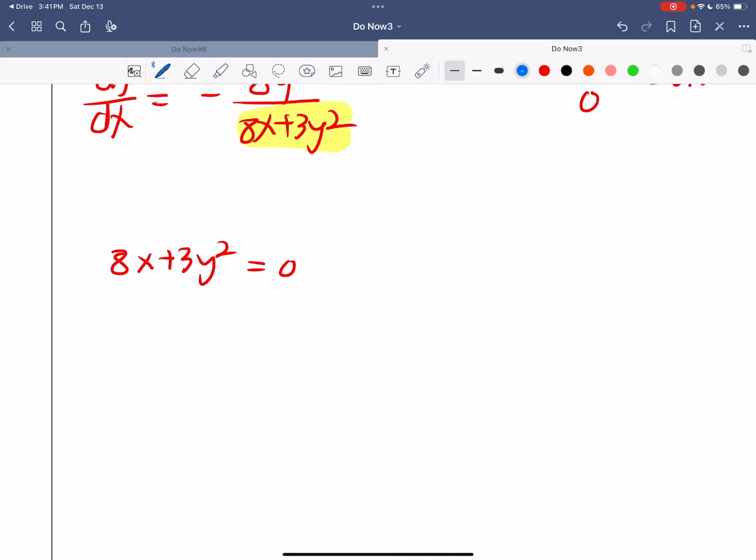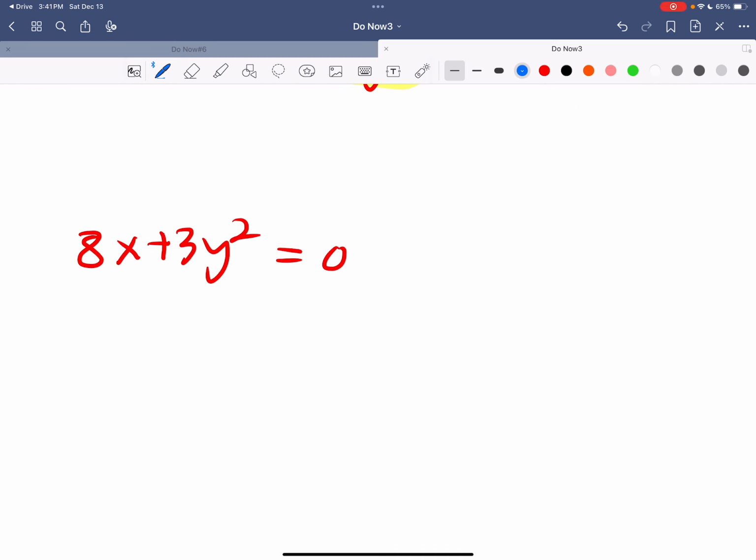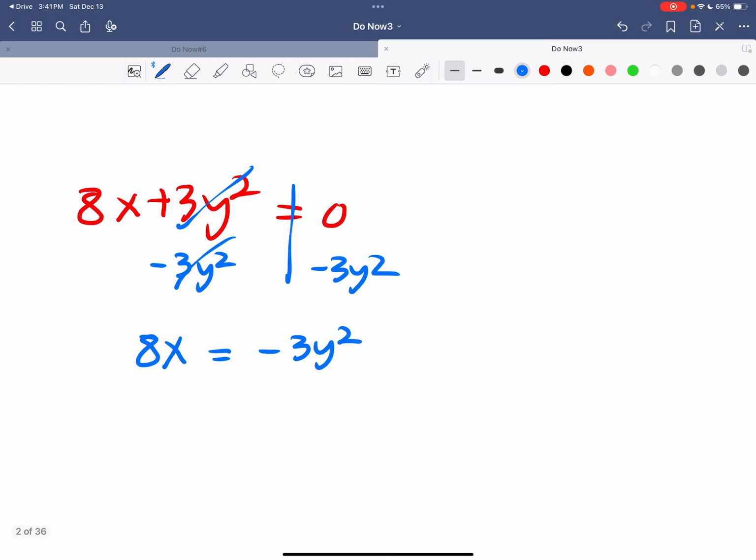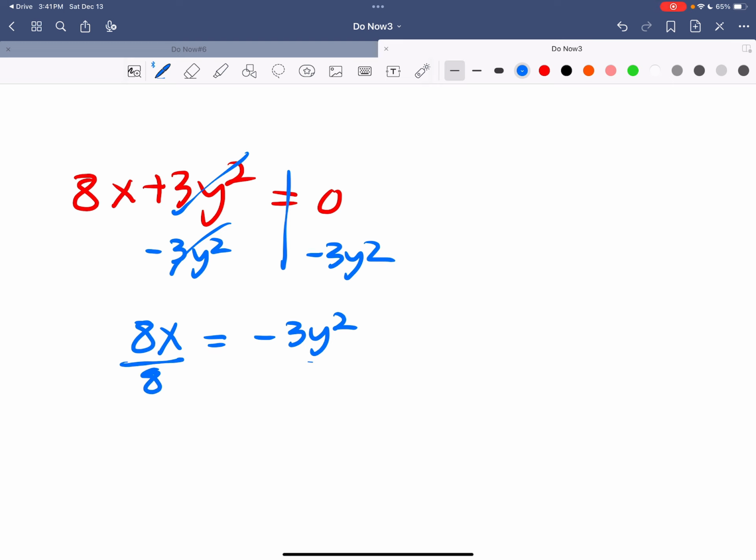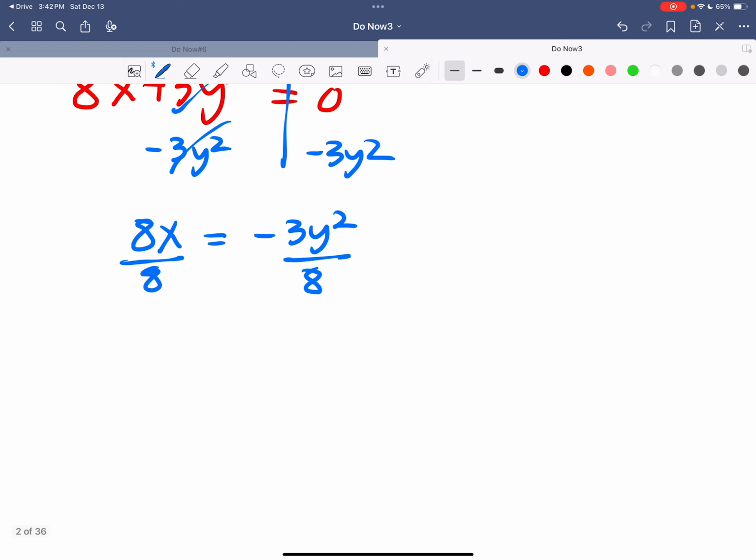So I'm going to go against our instinct. Because of the y squared, we really want to solve for y, but in this case, it's going to be better to solve for x. So I will subtract 3y squared from both sides. We have 8x is equal to negative 3y squared. And if I divide by 8 on both sides, I will get x equals negative 3y squared over 8.